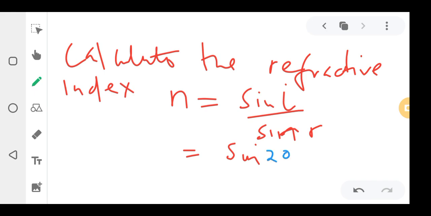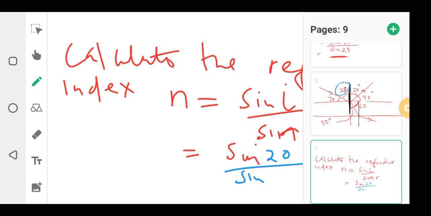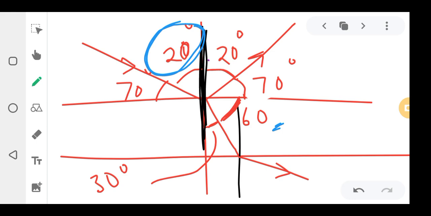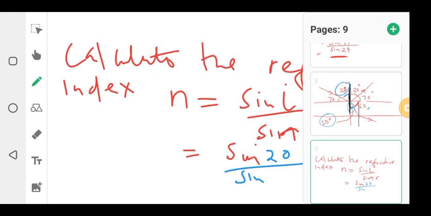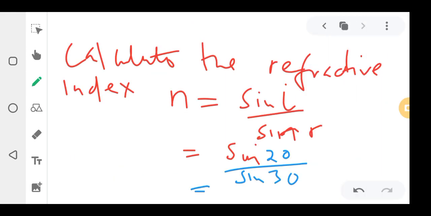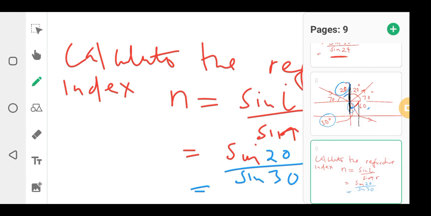So that is 20 divided by sine r. Also, you pick the one that's attached to the normal. You don't pick 60 here, because 60 is away from the normal. The normal is here, so the one attached to the normal is this one. These two angles, this angle and this angle, are the ones that you pick. So 30. Then you punch on the calculator sine 20 over sine 30. The answer you get, you write it down here. So that's how you calculate these.